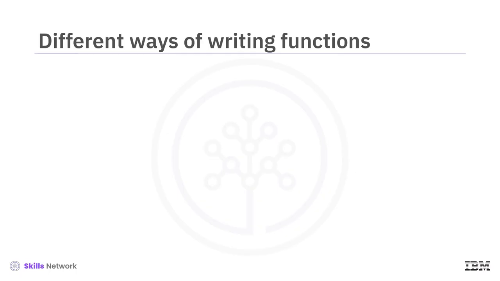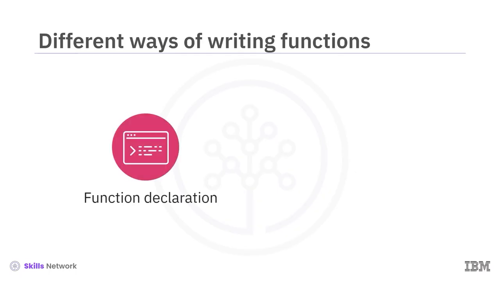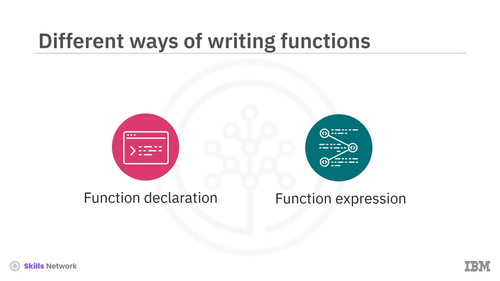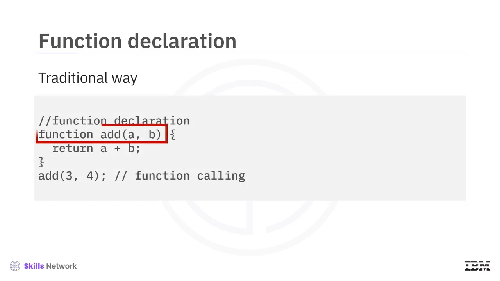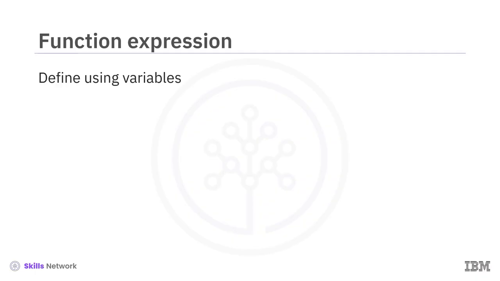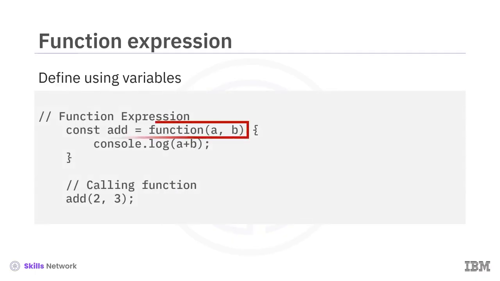There are two ways of writing a function in JavaScript: function declaration and function expression. Let's explore each in more detail. Function declaration is the traditional way to define a function. It is similar to how we define a function in other programming languages. We start by declaring it using the keyword function, then we write the function name and the parameters. Function expression is another way to define a function in JavaScript. Here, we define a function using a variable and store the returned value in that variable.